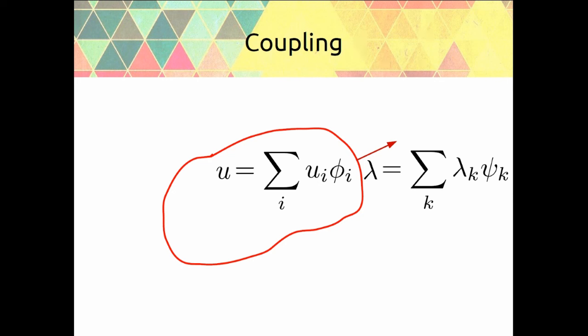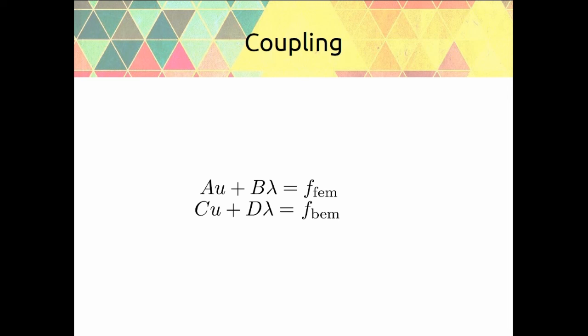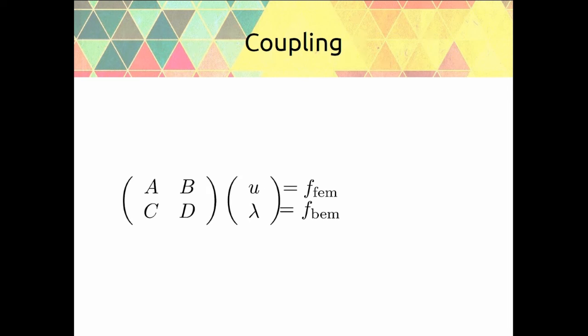And so, if we do FEM on the inside, we get some sort of matrix equation involving U and lambda. And if we do BEM on the outside, we get some sort of matrix equation involving U and lambda. And the idea of coupling is that we bring these together. We write the left-hand side as this big blocked system, combine the right-hand side into one big vector, and now we've just got a larger matrix system to solve. So this is the idea, and I will come to how exactly we do this in a short while.